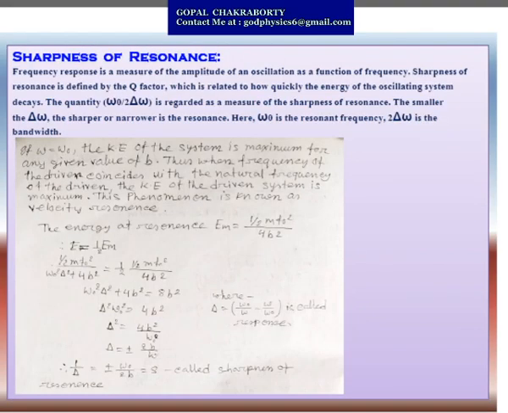What is sharpness of resonance? Frequency response is a measure of the amplitude of an oscillation as a function of frequency. Sharpness of resonance is defined by the quality factor or Q factor, which is related to how quickly the energy of oscillation of the system decays. The quantity omega naught by 2 delta omega, where delta omega is the bandwidth, that is omega 2 minus omega 1, is regarded as a measure of sharpness of resonance.